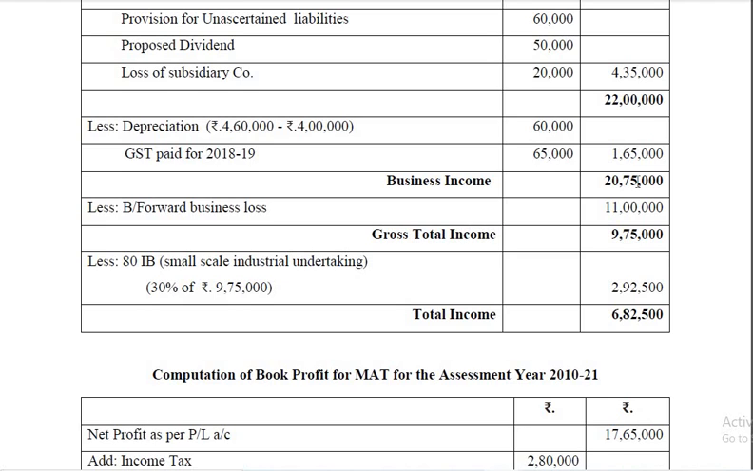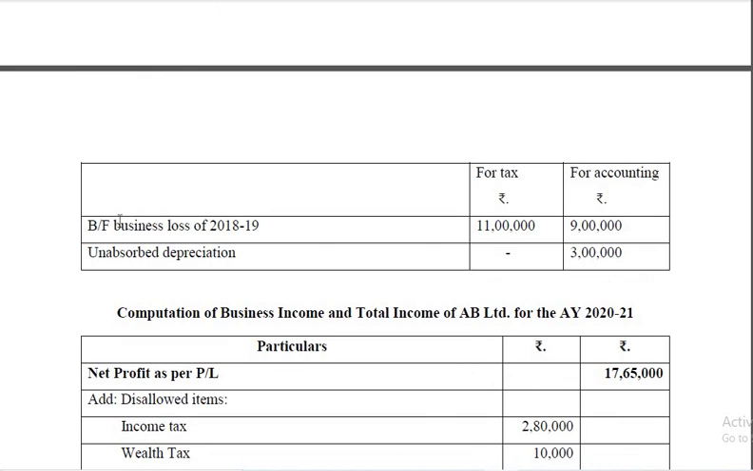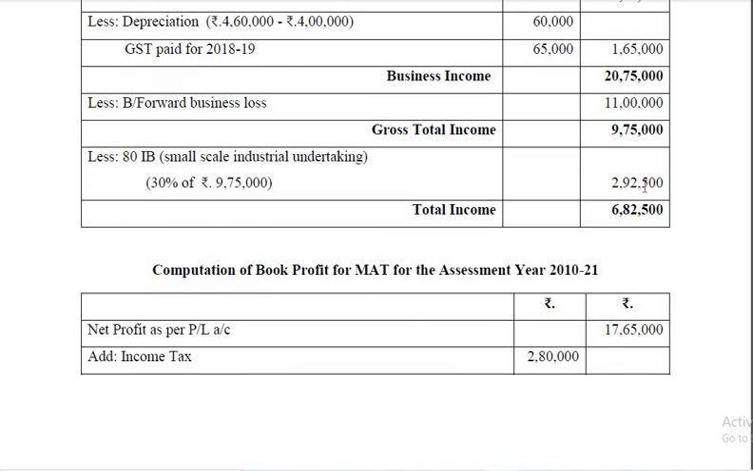Business income itself is actually total income here, but before that you have to adjust brought forward business loss. This is to be set off. So 11 lakh it's given here for tax purposes, brought forward business loss of 11 lakh. So this should be deducted. If there is enough amount, you can deduct. Sorry, 20,75,000 is there. The loss brought forward is just 11 lakh, so that can be easily set off. So what remains is 9,75,000.